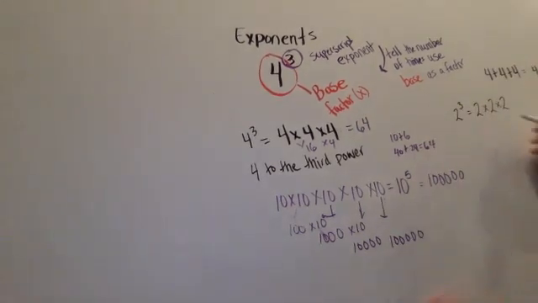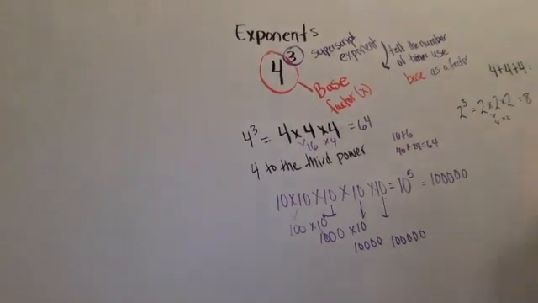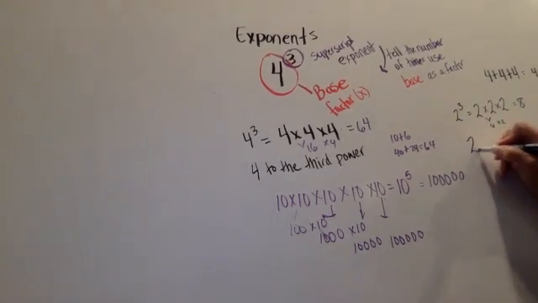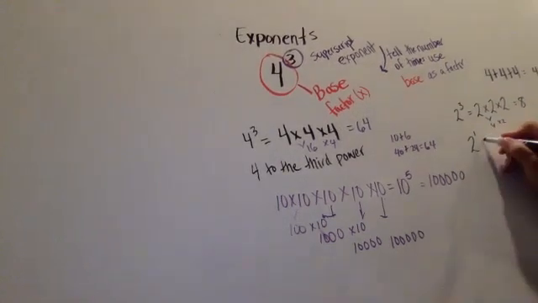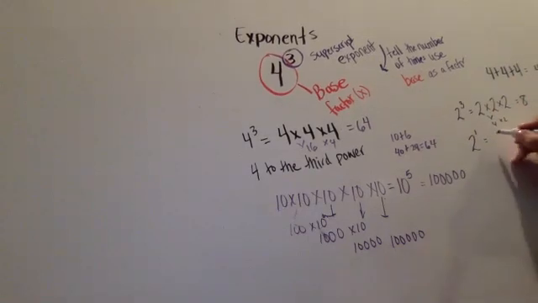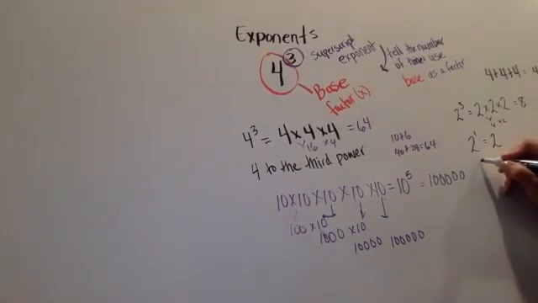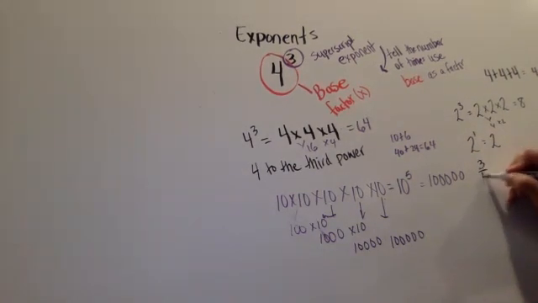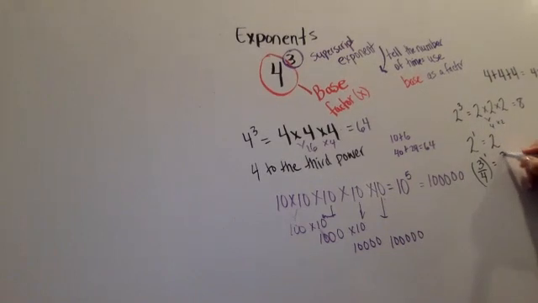I need 3 2s. So 2 times 2 is 4. Times 2 again is 8. The other thing we want to think about is anything raised to the 1st power is just itself. I'm going to use 2 as a factor 1 time. So that's just 2. Any number written to the 1st power is just that number.